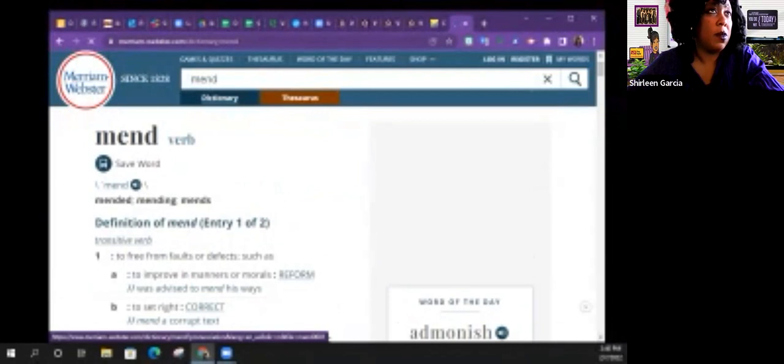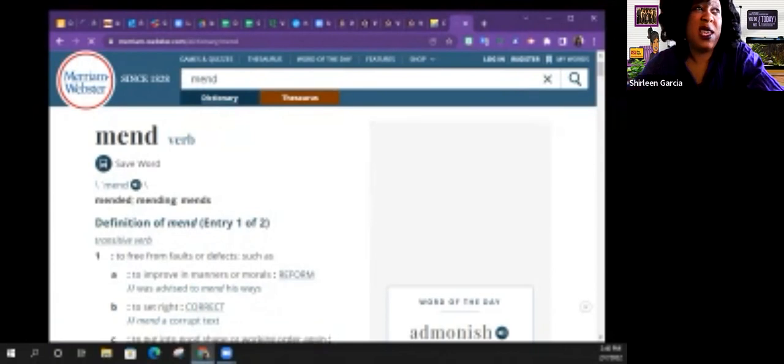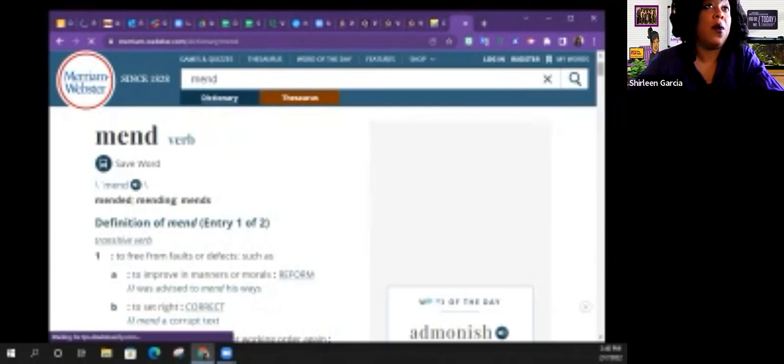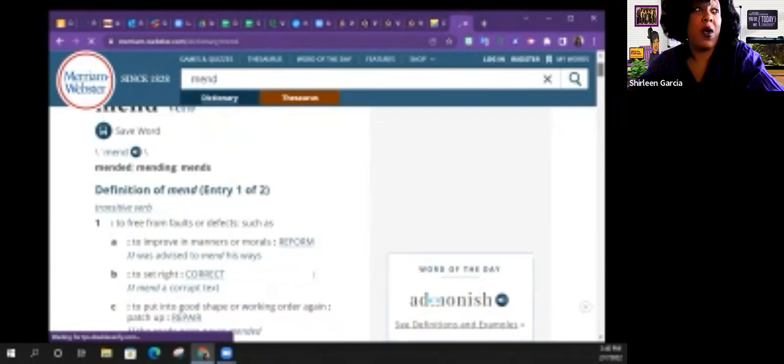And when your computer's not old like mine, and it doesn't have to buffer everything you ask it to do, it will actually say the word. There you go. Mend. So that's an easy word. But when we get into some of these big vocabulary words for maybe science or even math, sometimes we don't know those vocabulary terms. This is going to be a really cool resource for you to use.